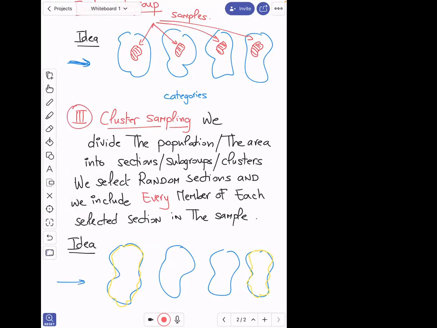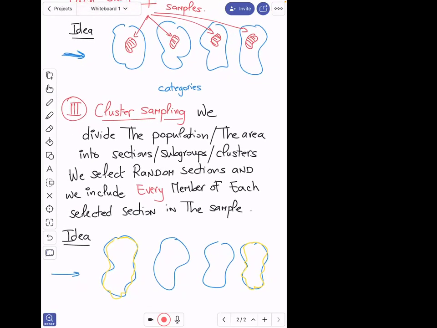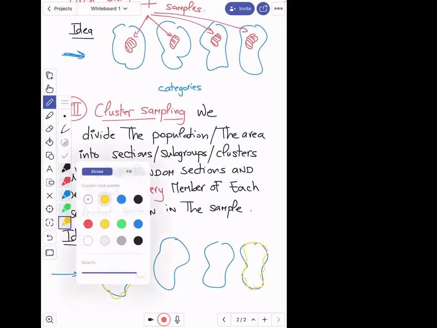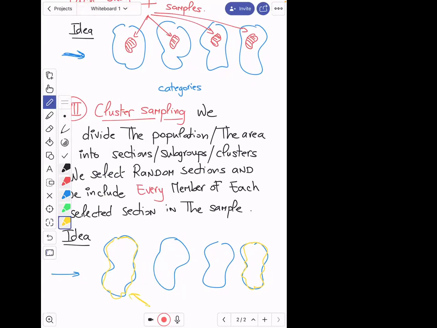So the first subgroup or first section is selected, and the last one is also selected, right? So we select subgroups, the first and the last one, and then we include every individual or member of each selected section in the sample. So I'm going to take the whole subgroup here, and I'm going to include it in my sample, right? So again, here's my sample.